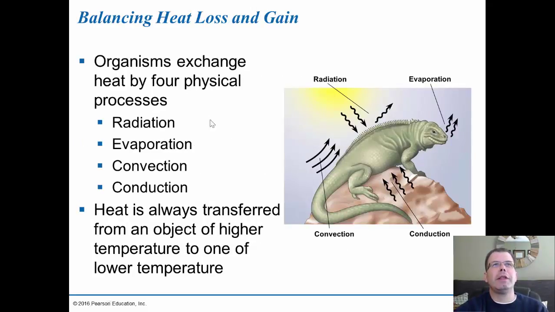Now again, balancing the heat loss and gain. These exchange heat by four physical processes, including radiation, evaporation, convection, and conduction. You can kind of see this.